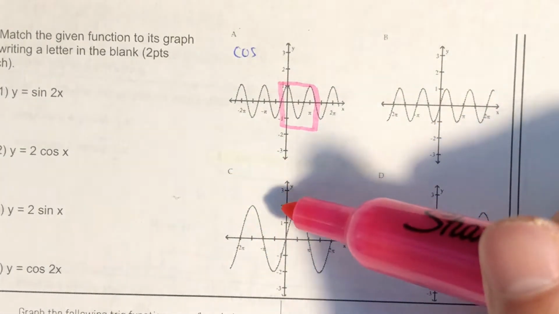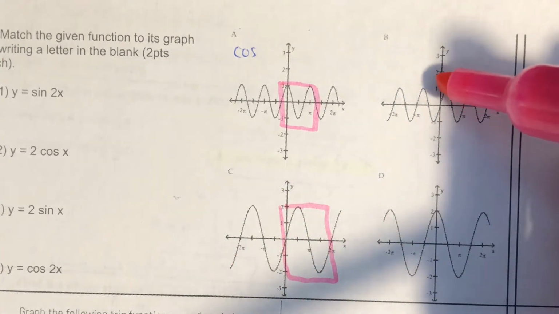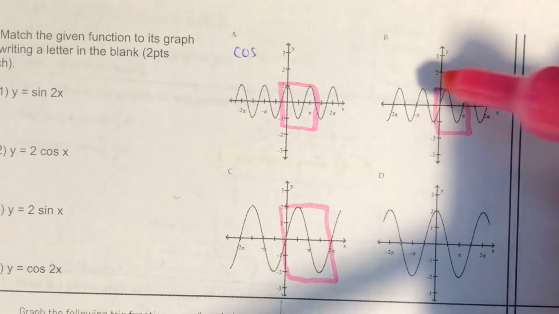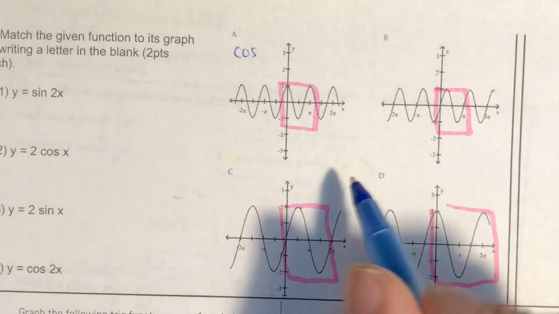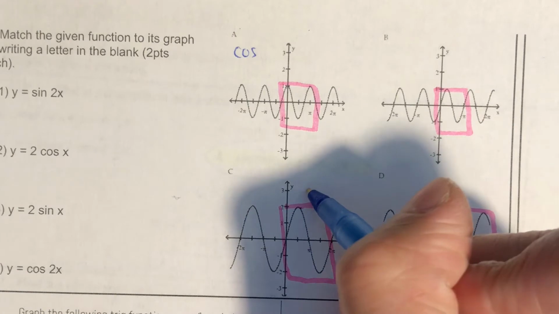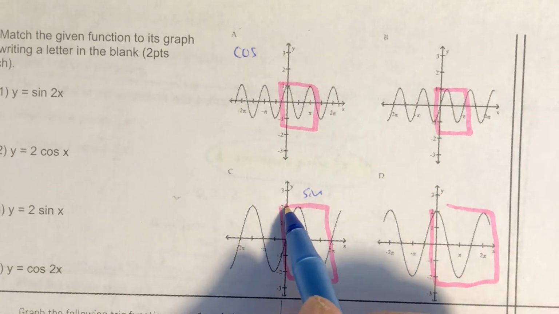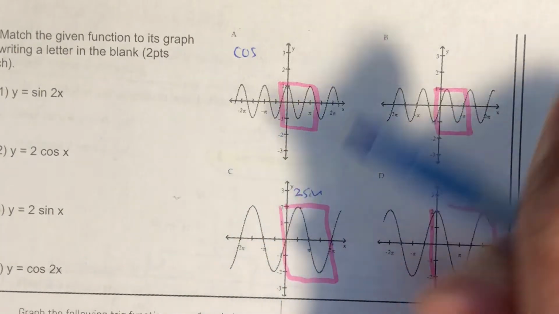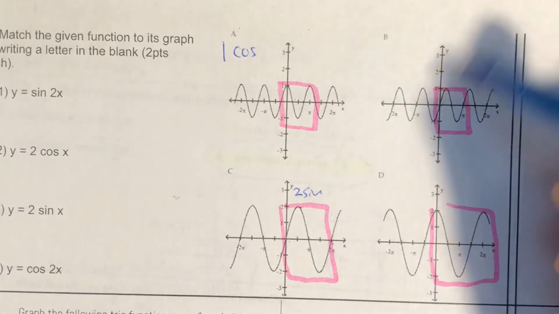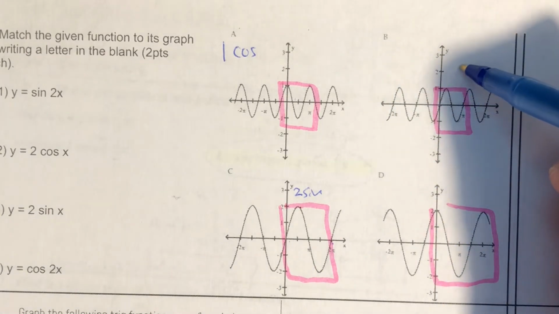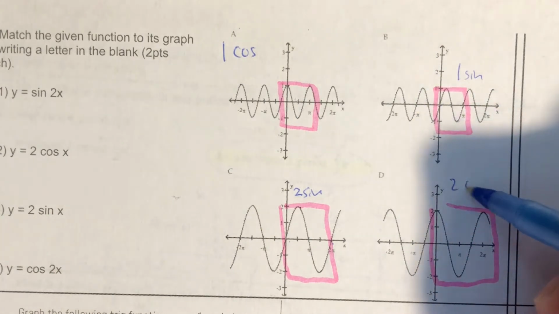And if you do that for all of them, this one looks to be sine, because it's starting at 0 and ending at 0, with the amplitude of 2. This one has an amplitude of 1. This is sine, starts at 1, ends at 1, and then amplitude of 1. Cosine, amplitude of 2.